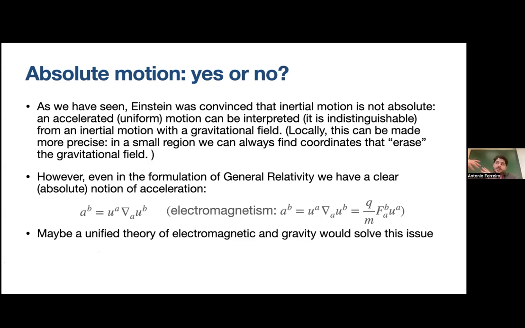But since this theory was never accomplished, and we are based on general relativity plus some other forces like the electromagnetic force, then the notion of acceleration is still there. And it's still absolute in the sense that it is coordinate independent, and for any kind of body that is moving, we can say that it's accelerated or not accelerated. Okay, so let's say that dream of Einstein was not completely fulfilled at this level.